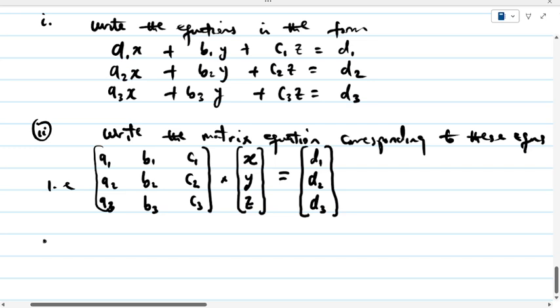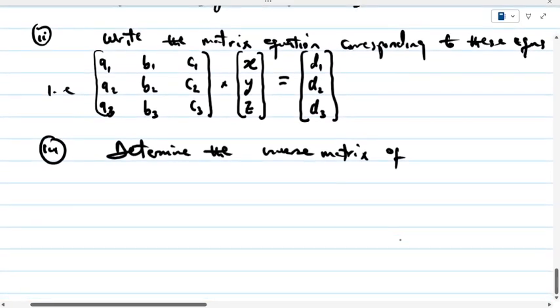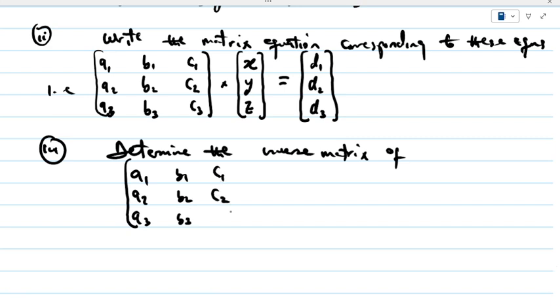So the next step is to determine the inverse matrix of a1, a2, a3, b1, b2, b3, c1, c2, c3. So please kindly check our previous video on how to find the inverse of a 3x3 matrix.